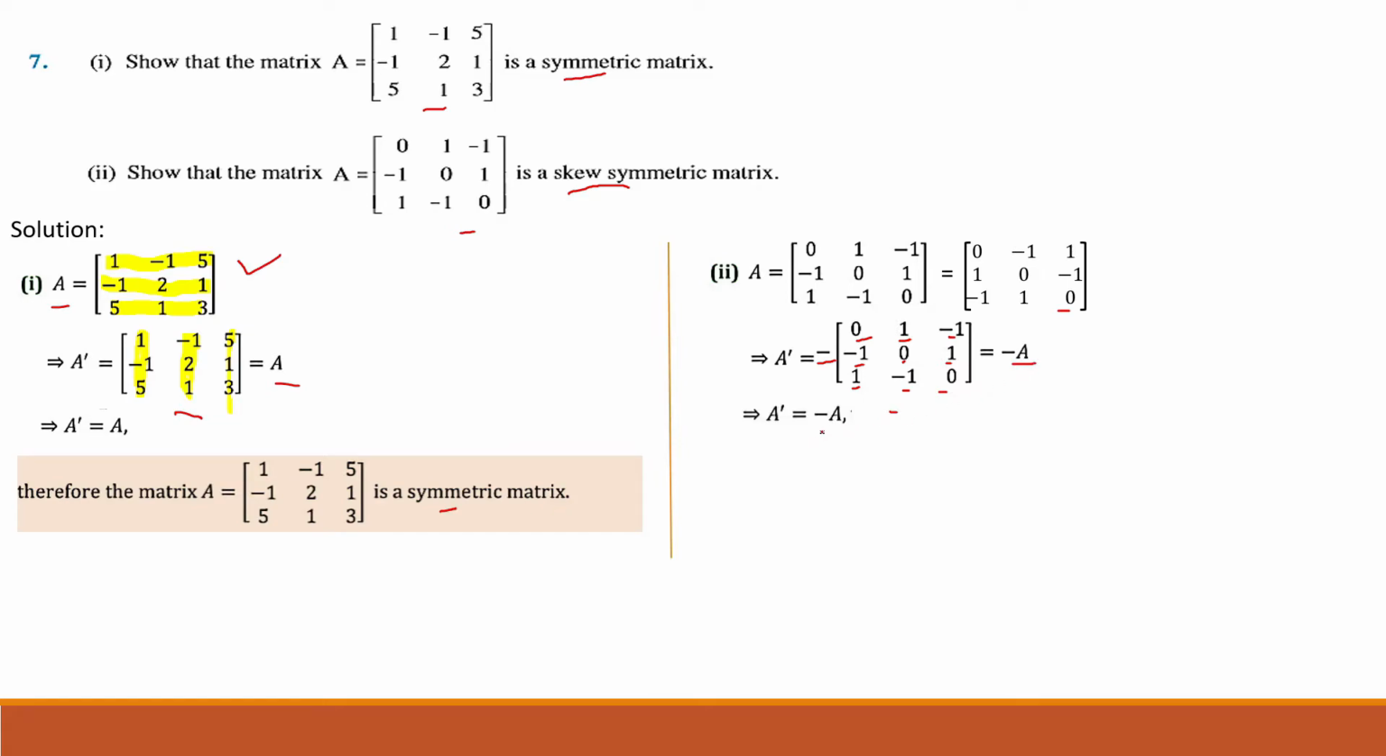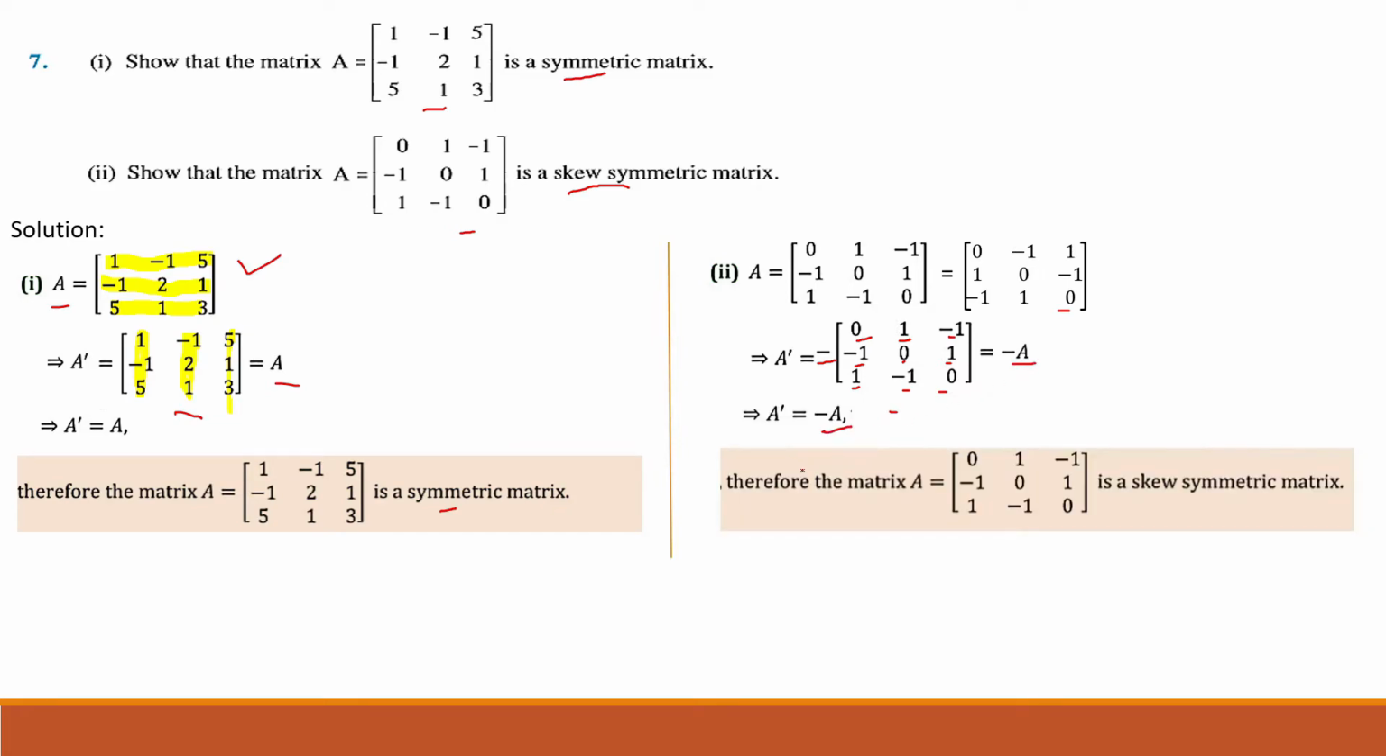So we can say that A dash is equal to negative of A. That means A dash is equal to minus A. So this is nothing but the condition for a skew symmetric matrix. So therefore we can say that matrix A is a skew symmetric matrix. So this is how we identify a symmetric and skew symmetric matrix. You can pause the video to note this down.